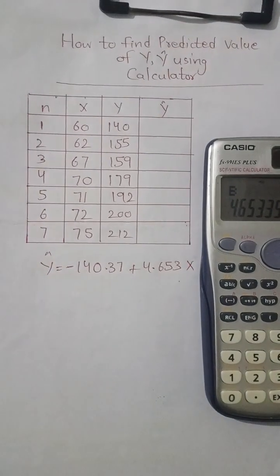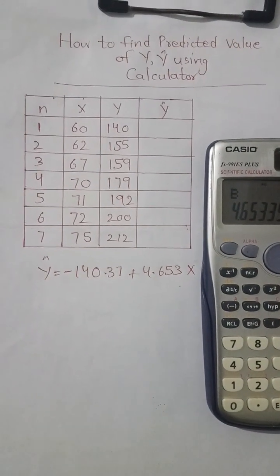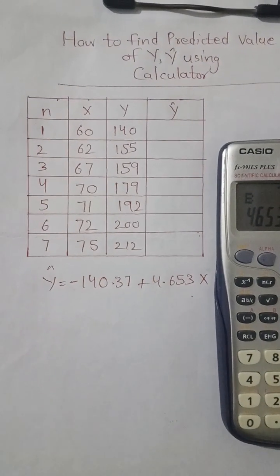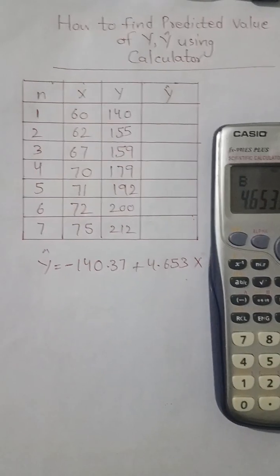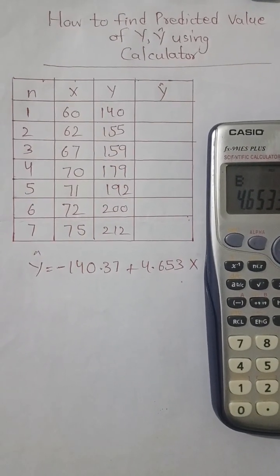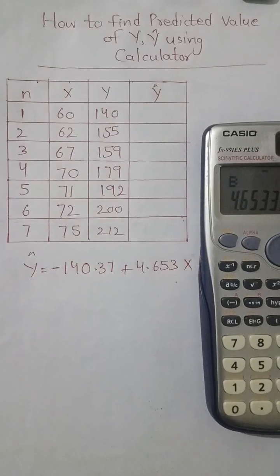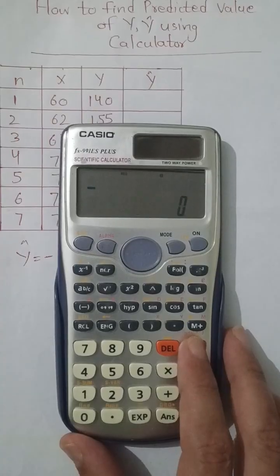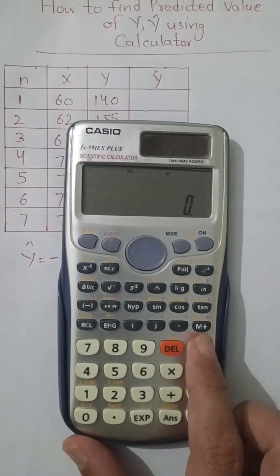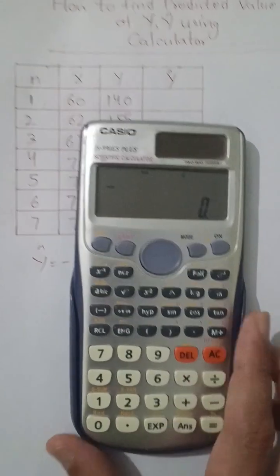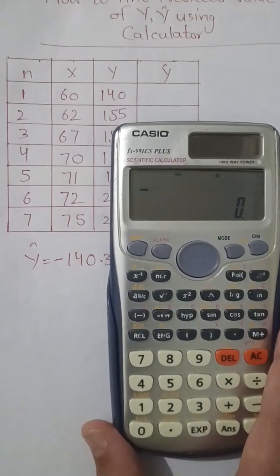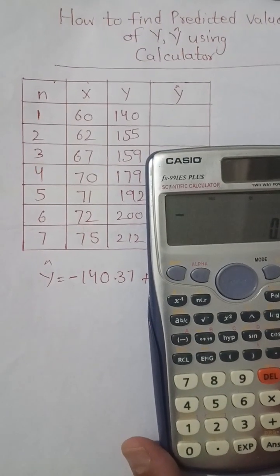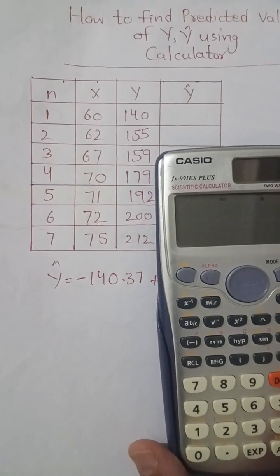Now students, I have written the estimated equation where y hat equals minus 140.37 plus 4.653 times x. Now we will find the value of y hat. How do we do this? You need to clear the screen, and the AC button will clear the screen only, not the data. So we want to predict the weight when the height is 60 inches.